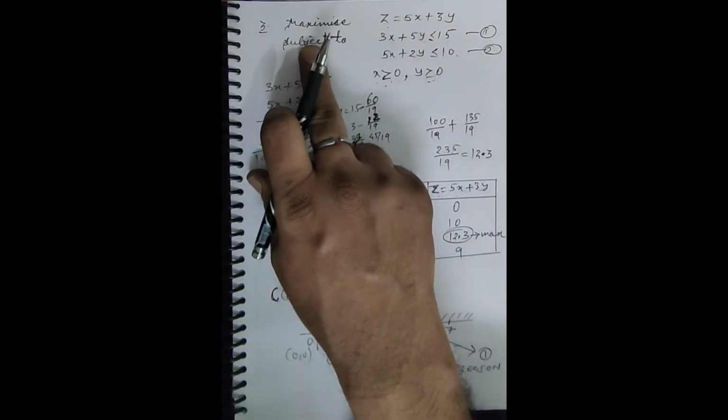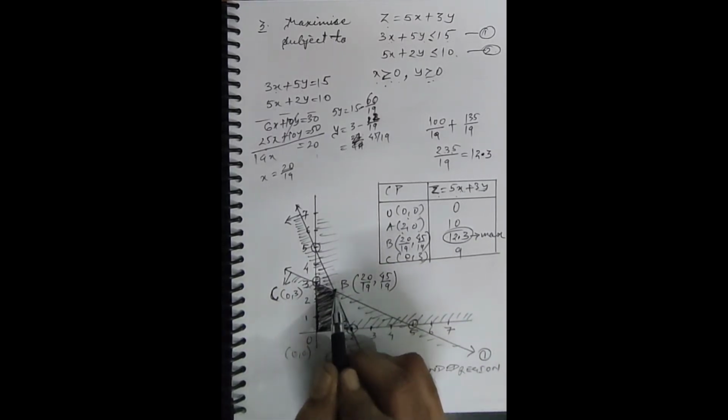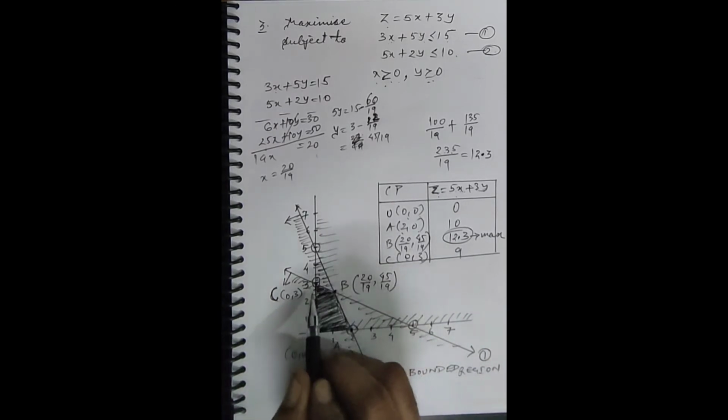One general observation: whenever there is a maximizing problem in the polygon case, the bounded region case, you will find that in general this point will be the farthest from the origin. In comparison to the other corner points A, B, C, this will be the farthest. So this way we can judge. By practice you will understand. We'll see the next question now.